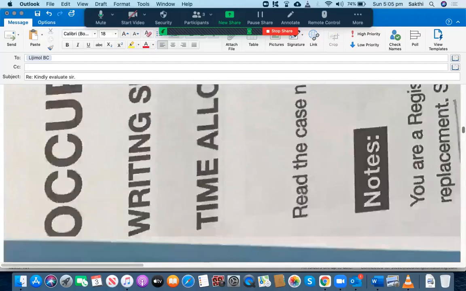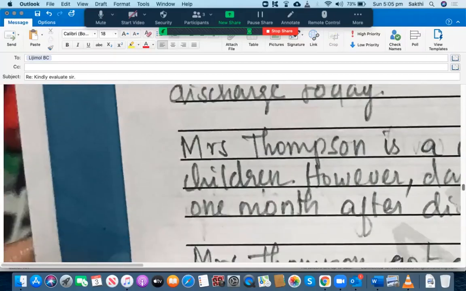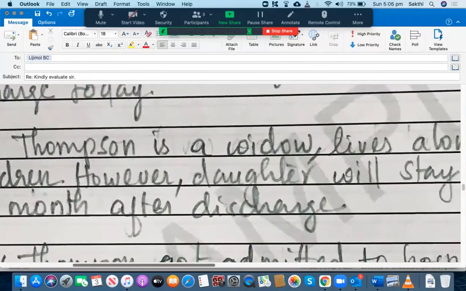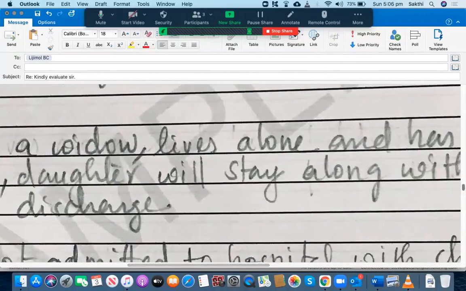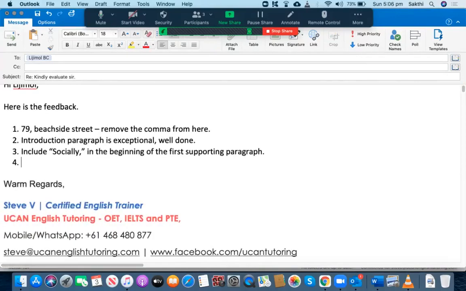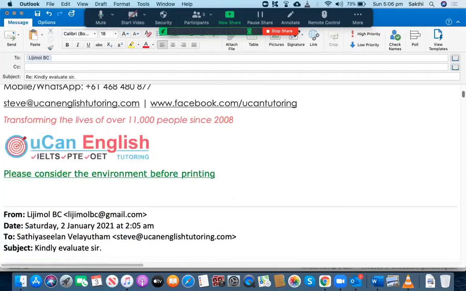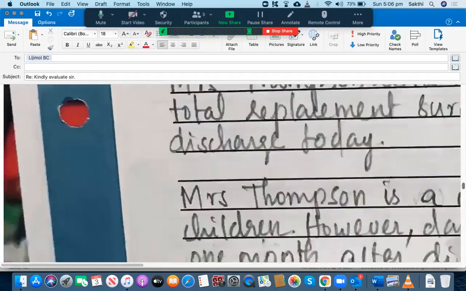And then the other is a widow who lives alone. Sir, I have one more doubt. Yes, please. We are using who. Do we need to add a comma there? No, you don't need to. So this needs to be removed: the widow who lives alone. Okay, who lives. All right. And has 2 children. All right, those things are good to go.